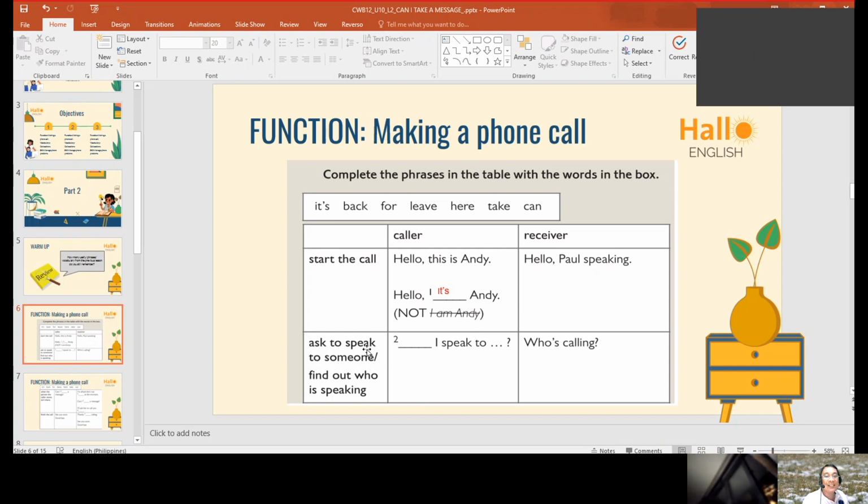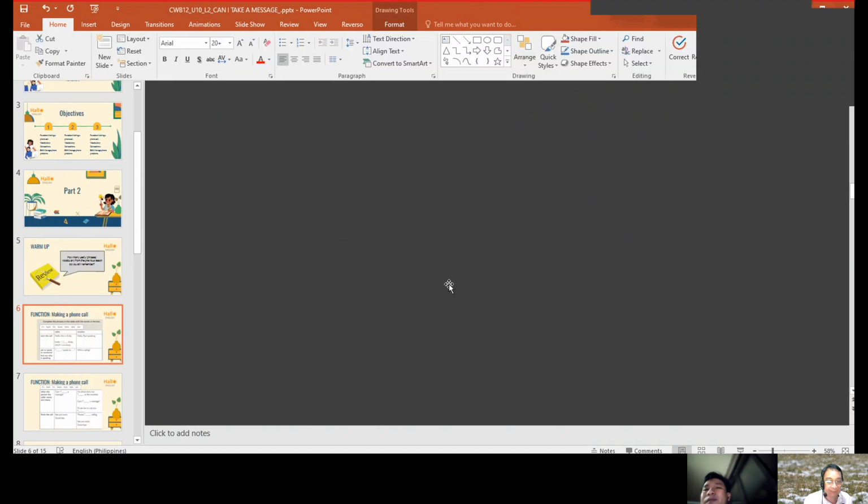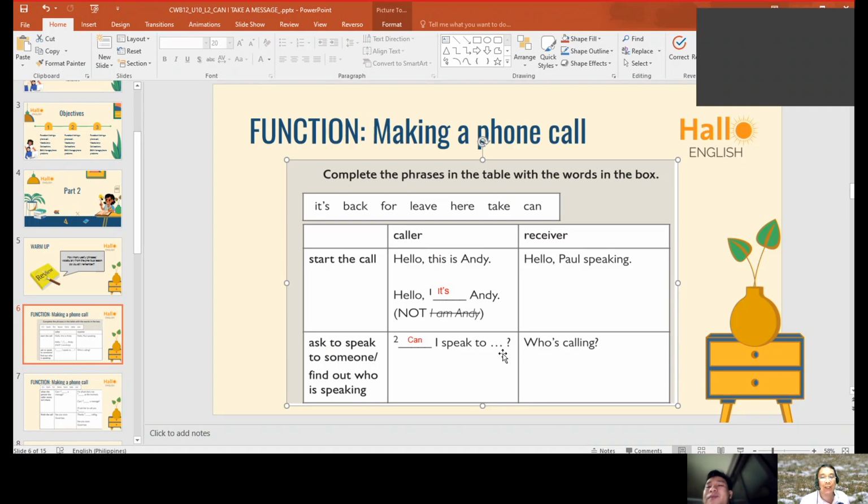Then after that, ask to speak to someone. So find out who is speaking. Number 2, blank I speak to. What would be the correct one? Can I speak to? You have to mention the name. For example, if you are the caller, you are calling me, you are going to say, can I speak to Hargie? So you have to mention the name. The correct answer here would be can. So, can I speak to, the name of the person that you want to speak to?